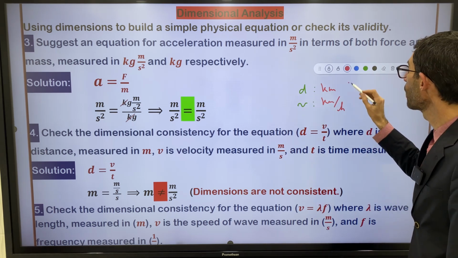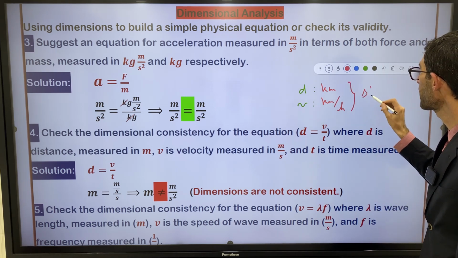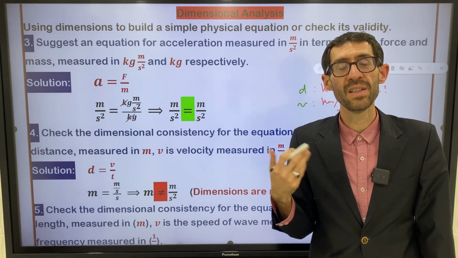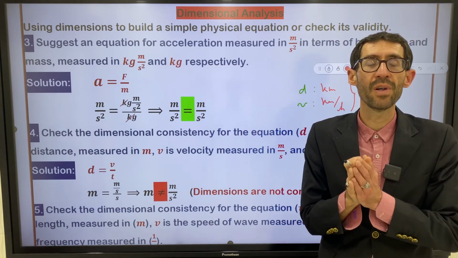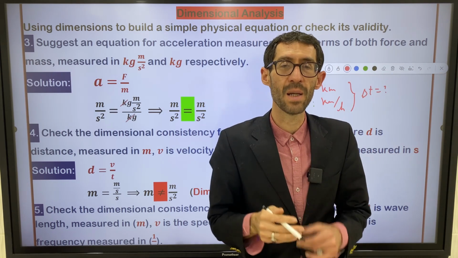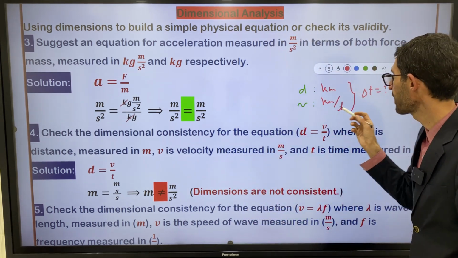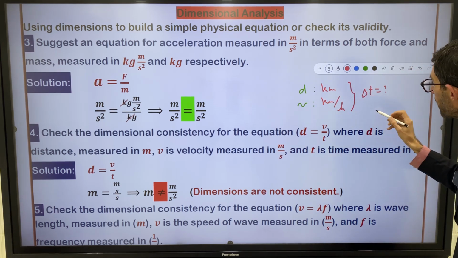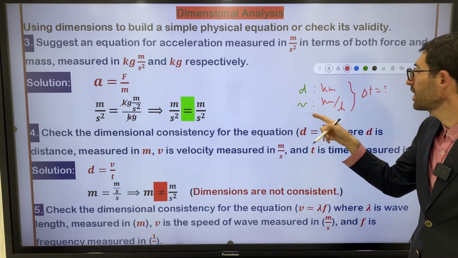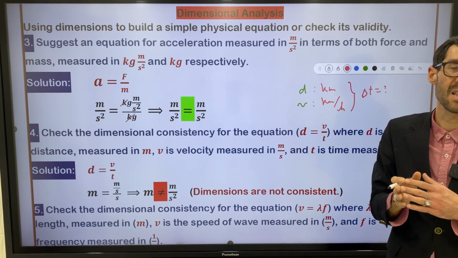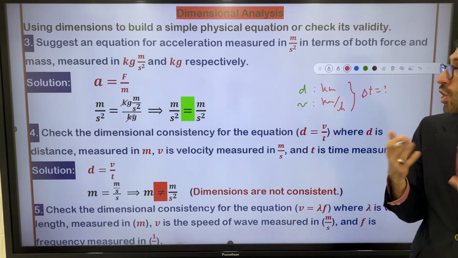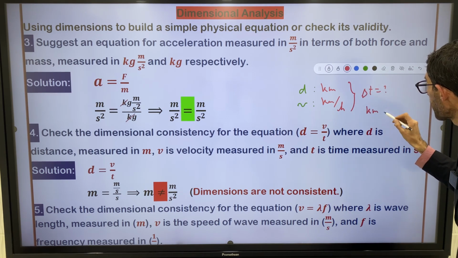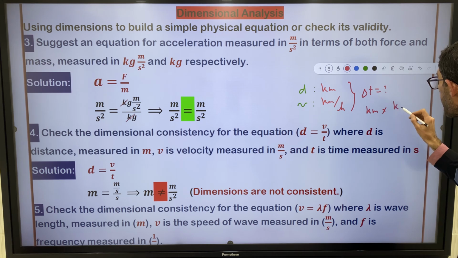So what do we look for? We look for delta t, the time interval, right? So how do I find the time interval? I look for a rule for finding the time interval, right? I say, if I multiply, for example, distance d by velocity, I can find delta t. This is my first solution, my first trial. Let's do it together. I say kilometer multiplied by kilometers per hour, right?